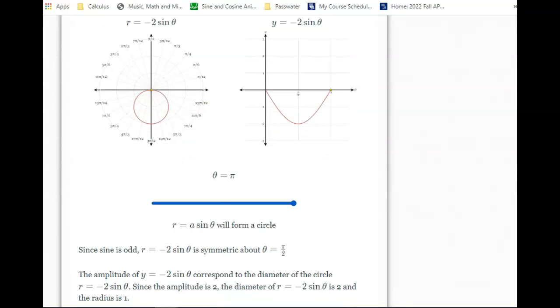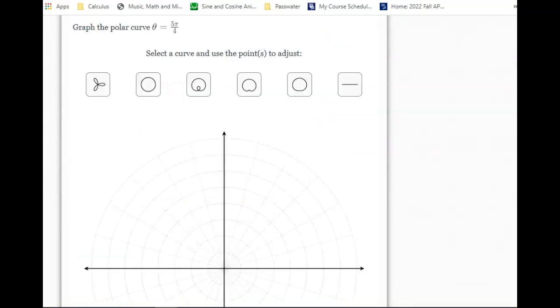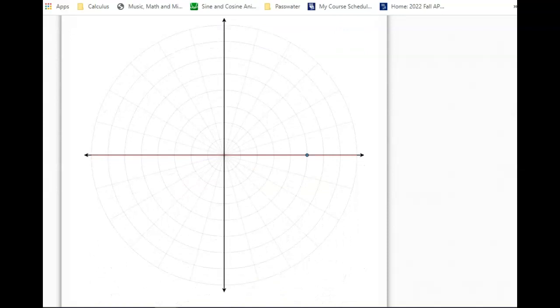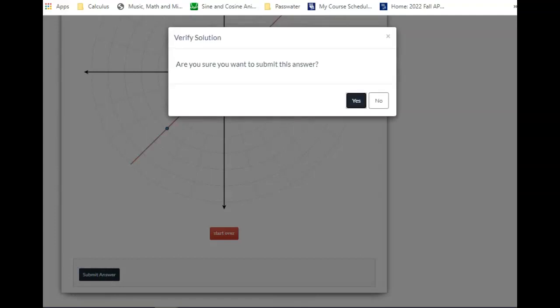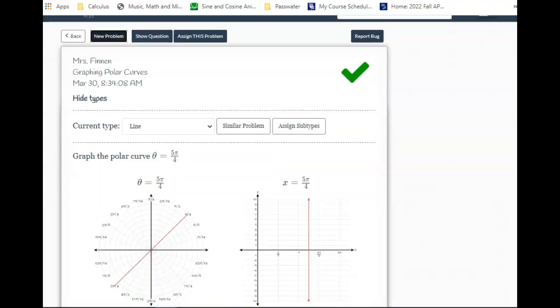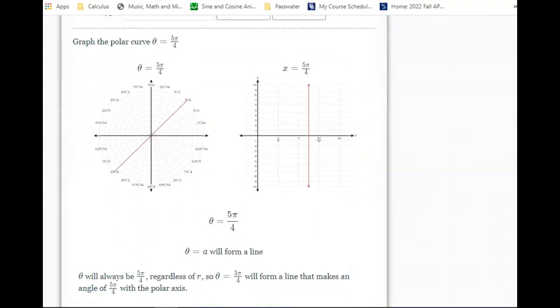Okay? And then the other one I wanted you to see was this one, theta equals 5 pi over 4, so you choose the line. These aren't marked, so you have to figure out where they go. It's not that big of a deal. 5 pi over 4 is in which quadrant? Third. So I'm going to rotate this around to that third quadrant there. And then I get my line. And it shows me these same things graphed in two different functions.